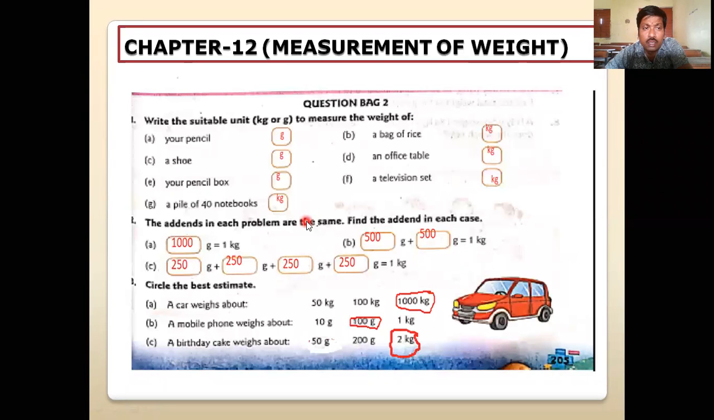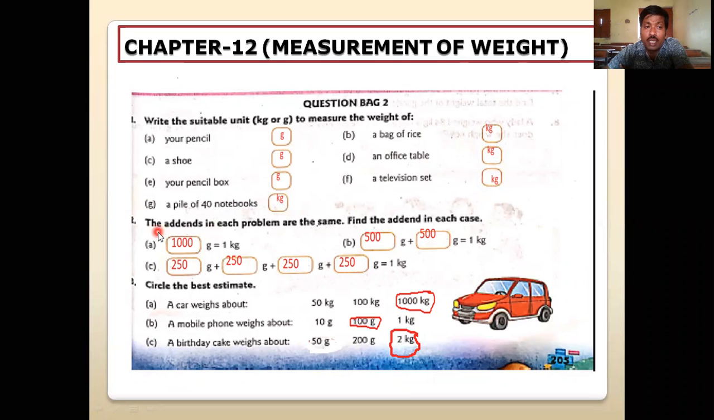What does the question say? Write a suitable unit, kg or gram, to measure the weight of: your pencil, gram; a shoe, gram; your pencil box, gram; a pile of 40 notebooks, that makes a kg; a bag of rice, kg; an office table, kg; and a television set, also kg.